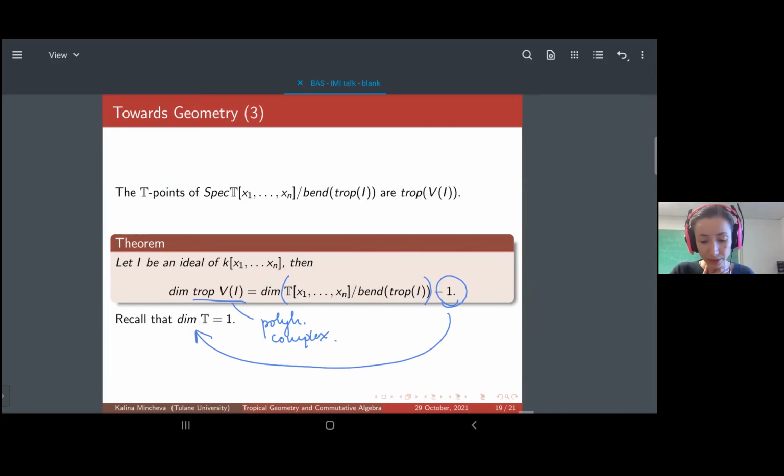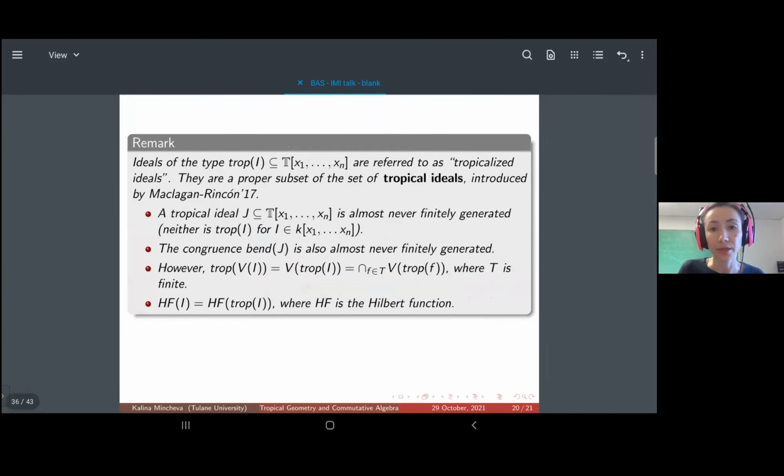And in the end, I want to say one more thing about computing dimension via the Hilbert function. This is related to work of Diane Maclagan and Felipe Rincón. So ideals of this type that I discussed, which are trop I, are referred to as tropicalized ideals. Not every ideal comes from here. They're also a proper subset of something a little bigger called tropical ideals.